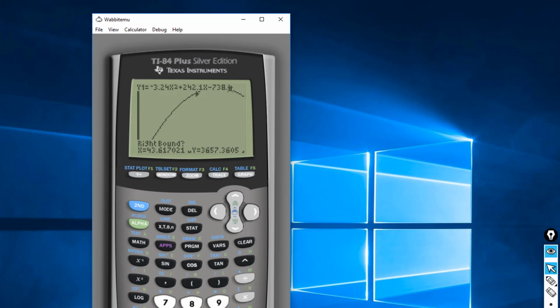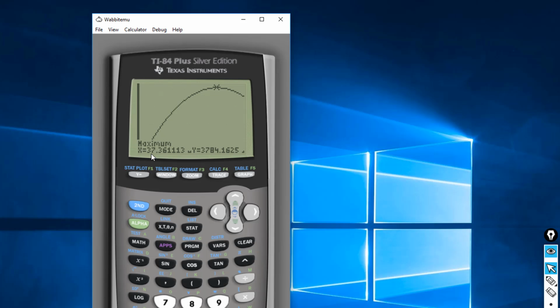So I hit enter again, and then it wants you to guess. Okay, you can guess or you can just hit enter. Okay, so I just hit enter, and it computes it out. Okay, so you can see then maximum value is X is equal to 37.36 something, so I just round that to 37.4.